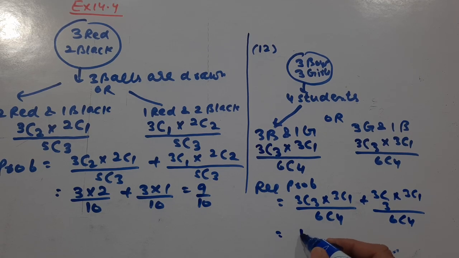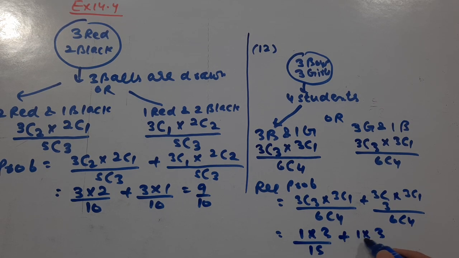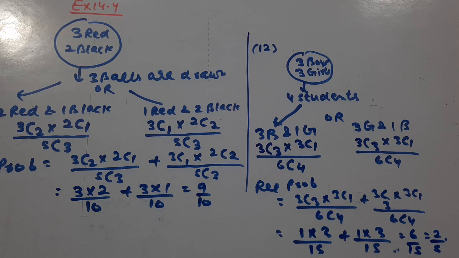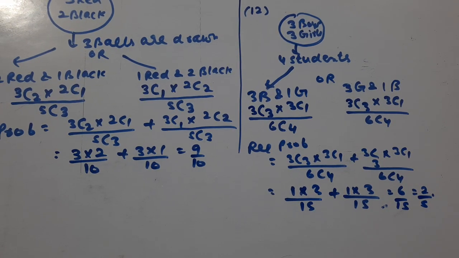So 3C3 is 1 into 3, and 6C4 is 15. 1 into 3 upon 15, plus the same, so we get 6 upon 15, and cut it by 3. So we get 2 by 5. So the answer is 2 by 5. Now students, I hope this is clear to you. Now sum number 13.